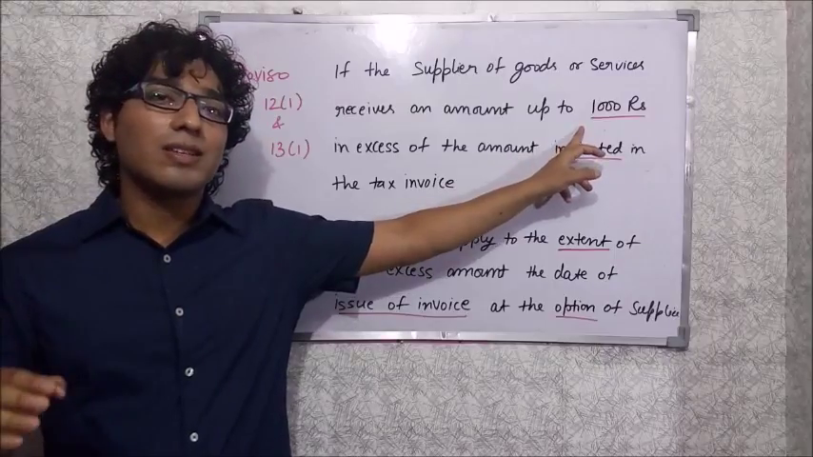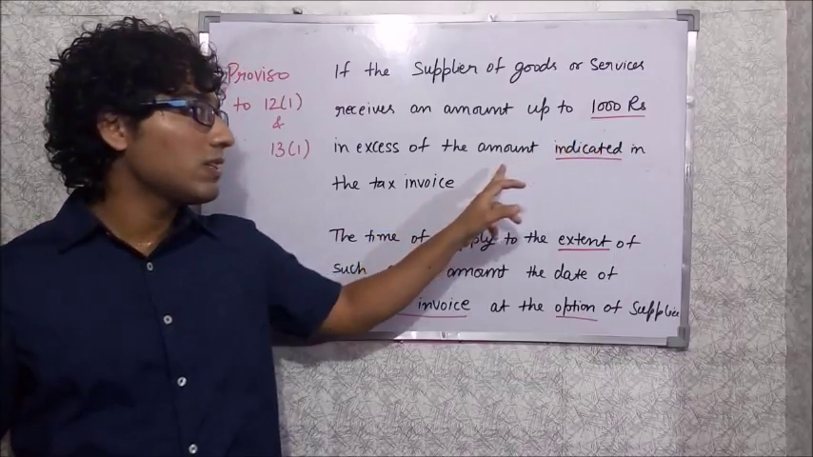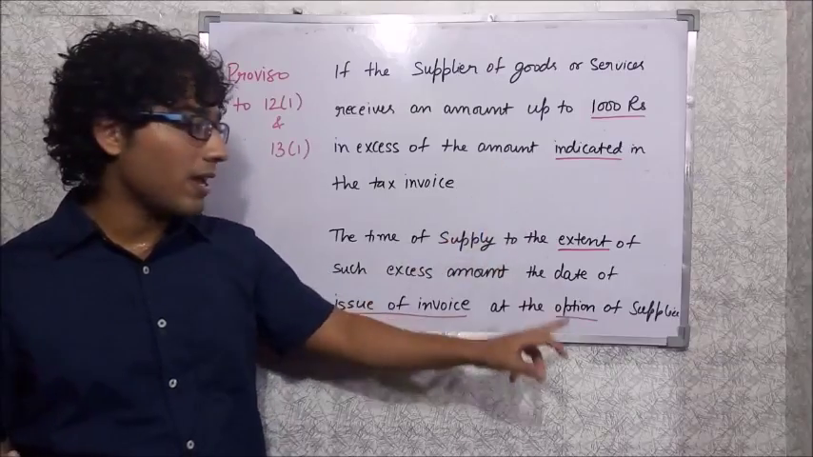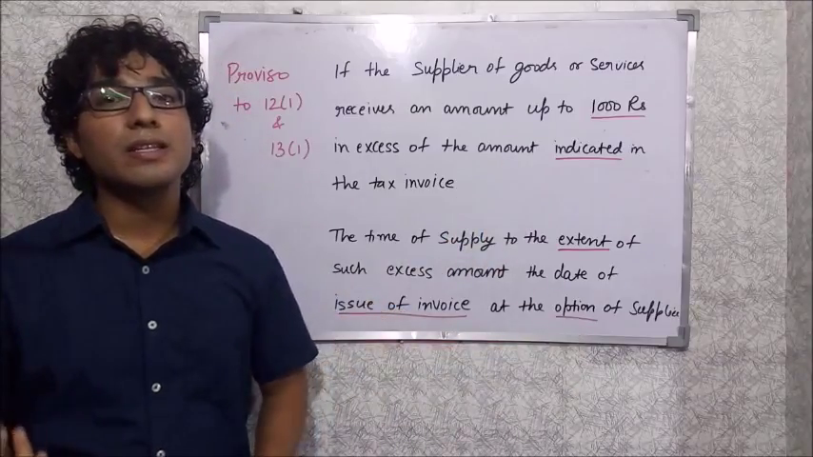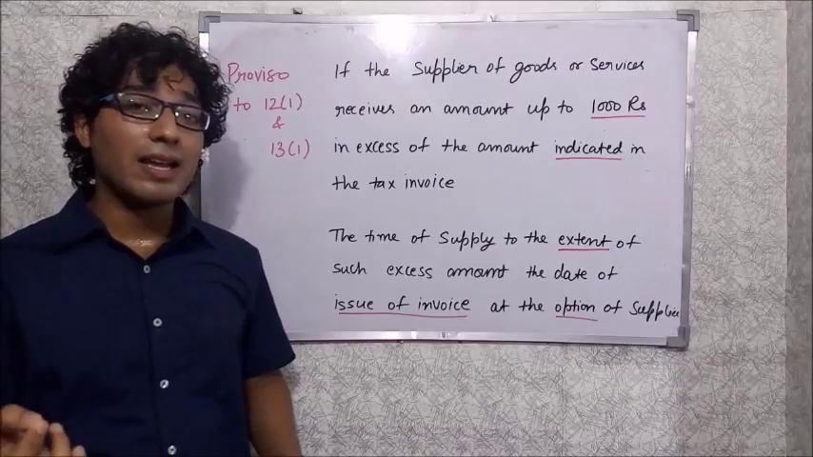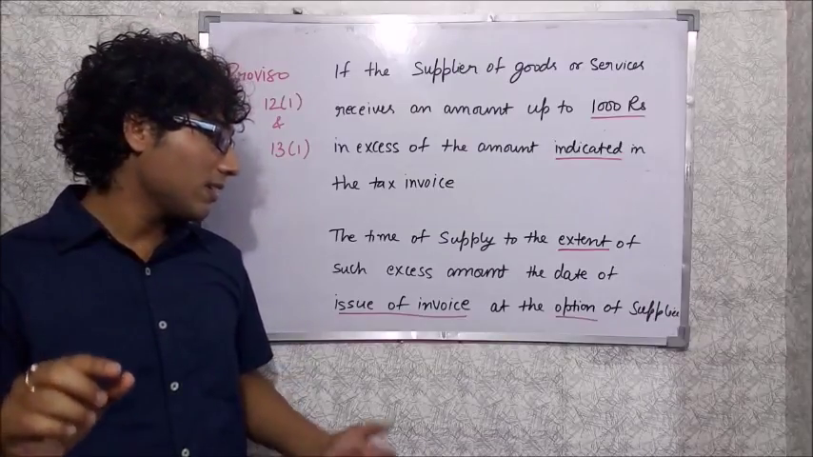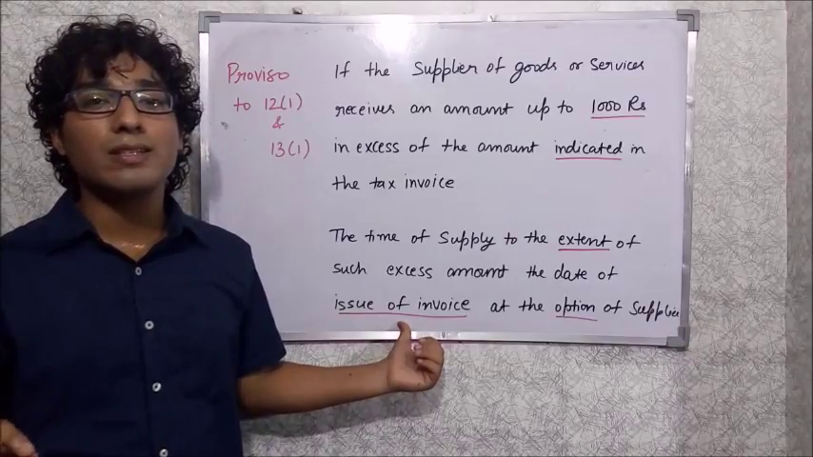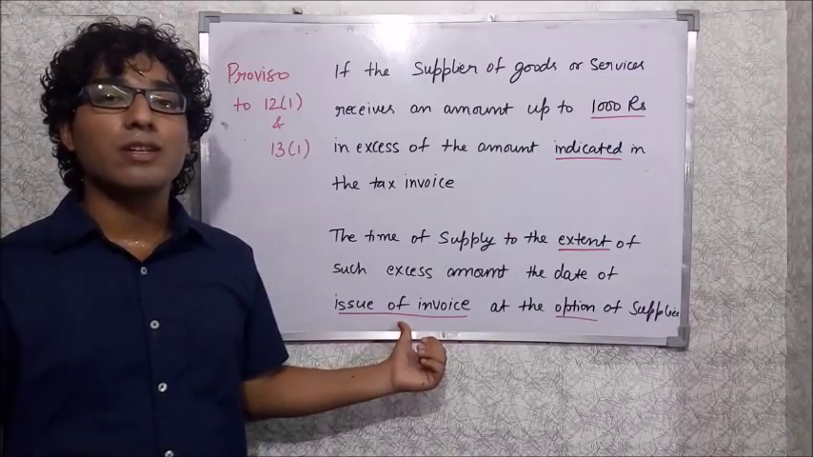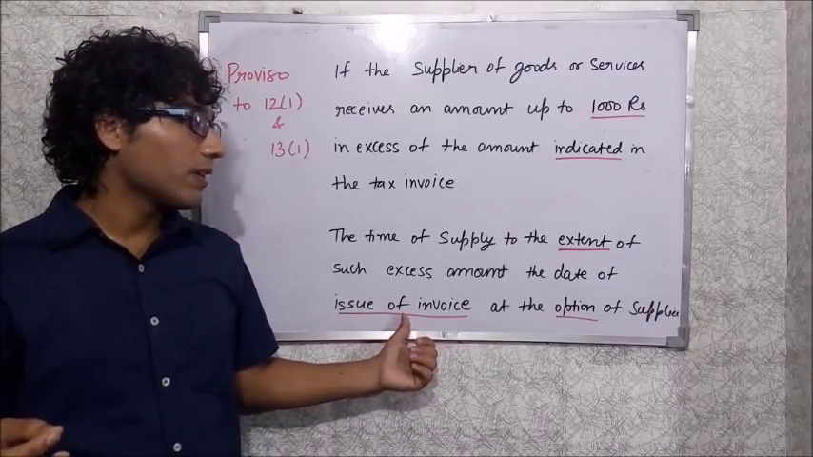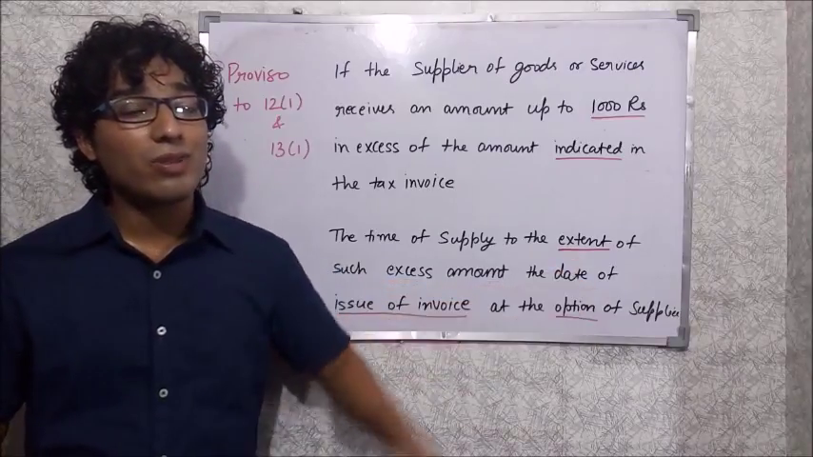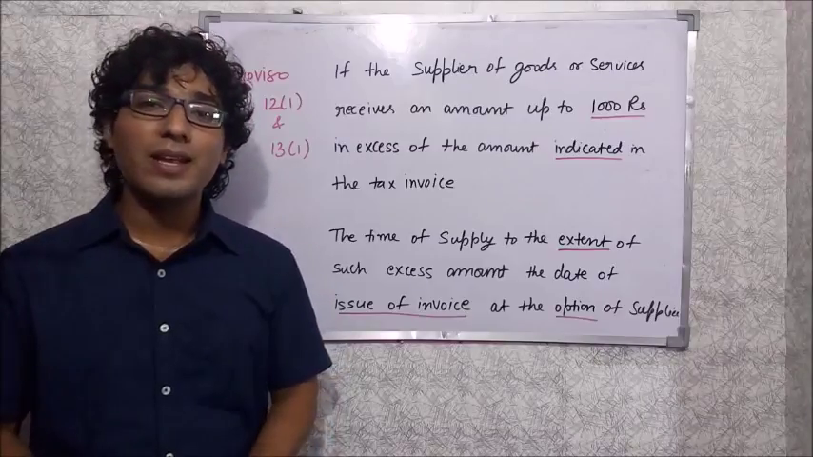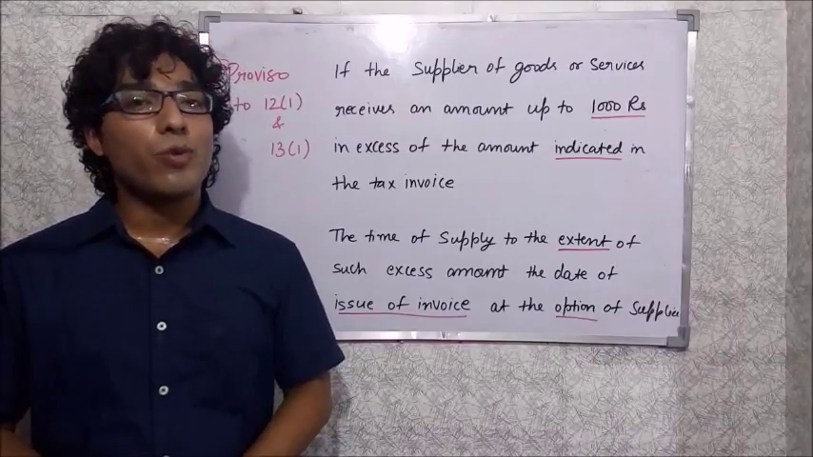in respect of those supplies of goods or services, and it is the option of the supplier to consider the time of supply of goods or services against only those advances. The time will be the date of issue of invoice instead of the date of receipt of payment, and only to the extent of such advances will the time of supply be the date of issue of invoice.